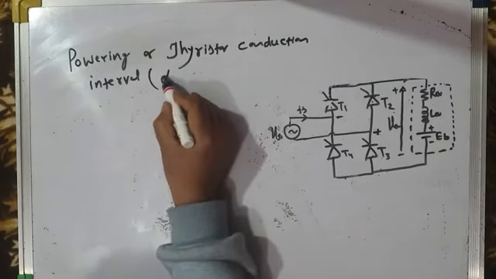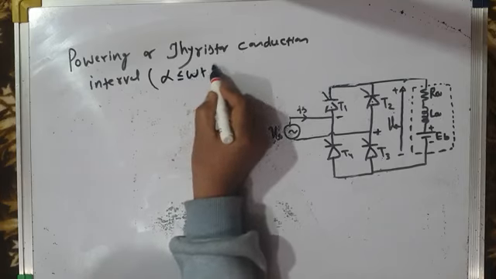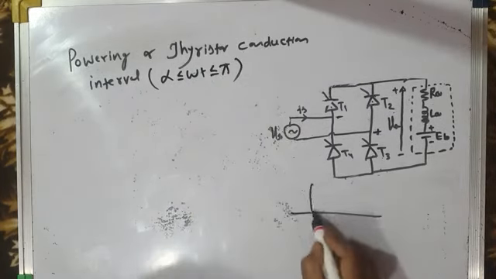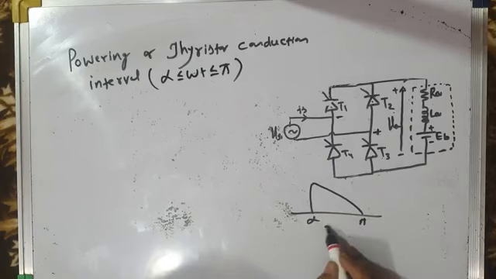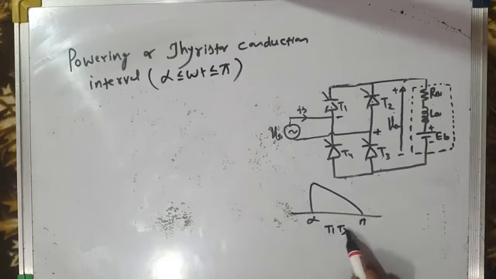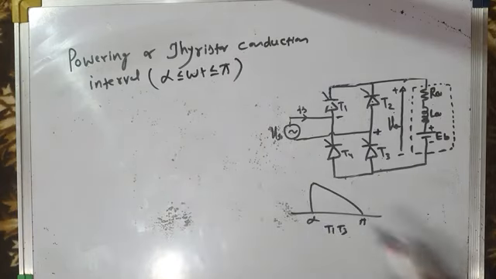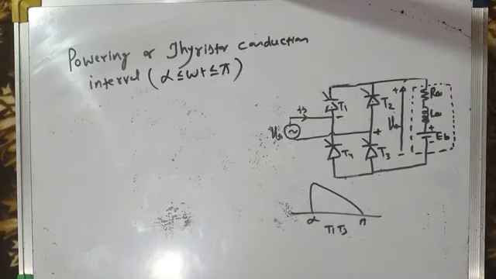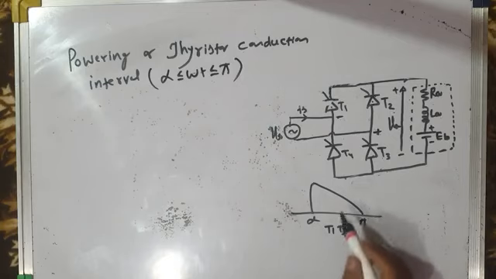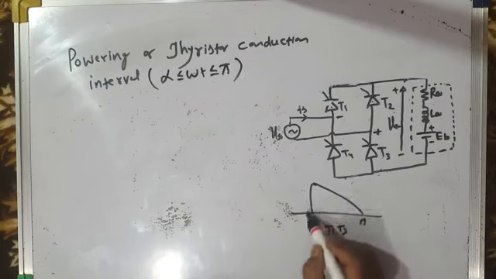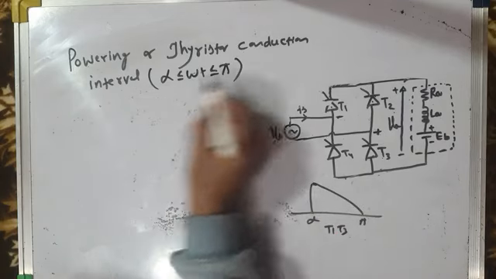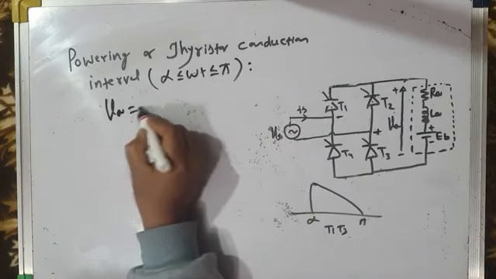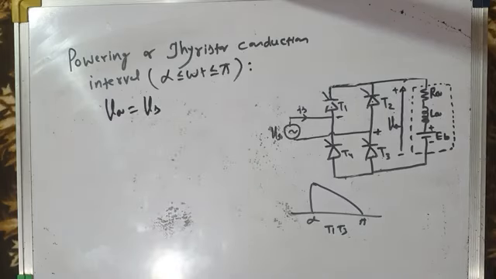Powering interval is from alpha to pi, because if you see from alpha to pi, this is alpha, this is pi, T1 T3 pair conducts, and load voltage is positive. And since during this period T1 T3 thyristors conduct, this is called thyristor conduction mode, or it is also called powering mode, because during this period power flows from source to motor, source to load. Okay, and during this powering mode, what is the load voltage? Load voltage is same as source voltage. You can see load voltage is same as source voltage. So load voltage or armature voltage is same as source voltage. Yes. This is first interval.